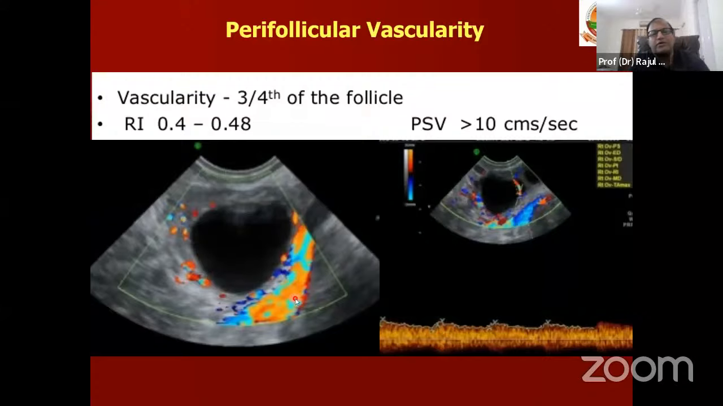Another criterion of an impending rupture in a follicular cyst is that three-fourths of the circumference of the follicle should have good vascularity. The RI should be less than 0.5, preferably between 0.4 and 0.5, and a PSV of more than 10 centimeters per second. So if these features are seen during the process of stimulation, this time can be used to target the injection for inducing a rupture and getting the ART procedure, specifically when we are targeting intrauterine inseminations or IUIs.